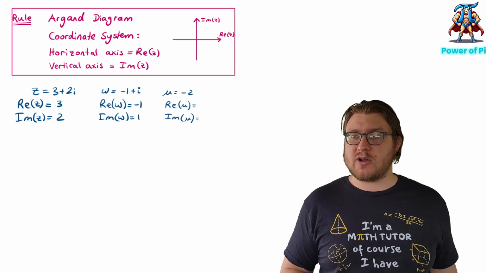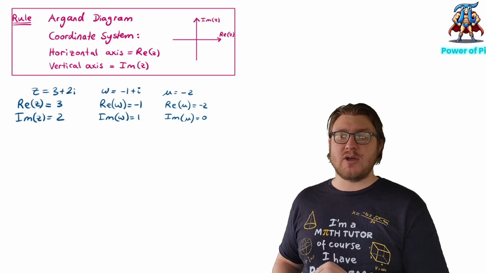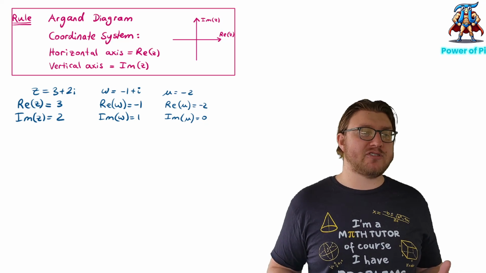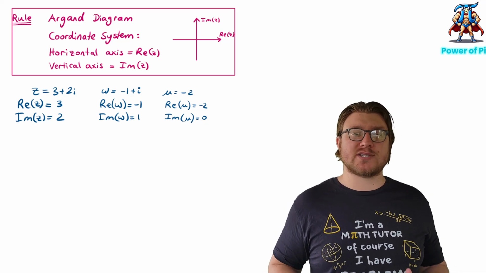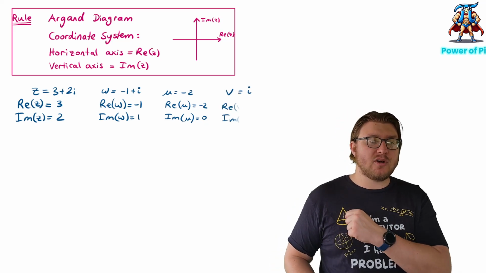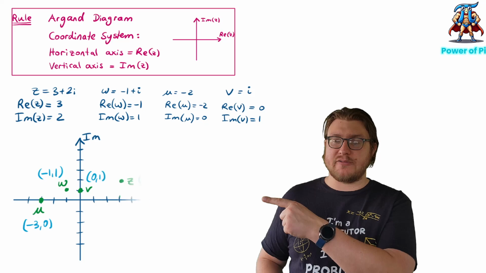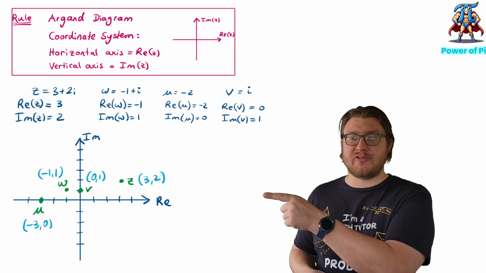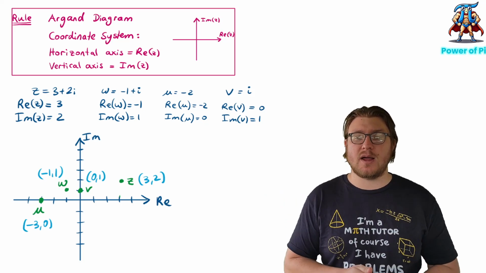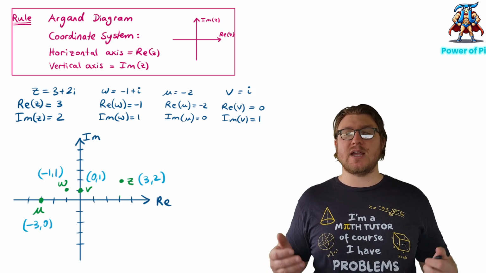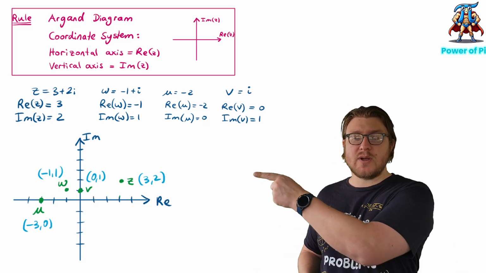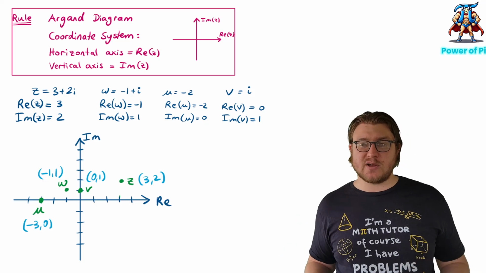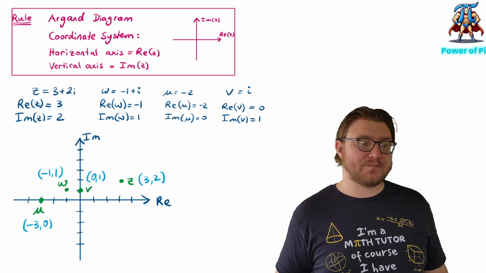Actually, we're going to give you 2 more, w and u, and you can check out the real and imaginary part here. Make sure that you're comfortable finding these for all sorts of complex numbers. Let's have a look at what we are going to have at the bottom. Well, we are going to look at z first. z was our complex number with real part 3, imaginary part 2. So we're going to put this as coordinates (3, 2). The real part first, just like we would do on the x and y axis.